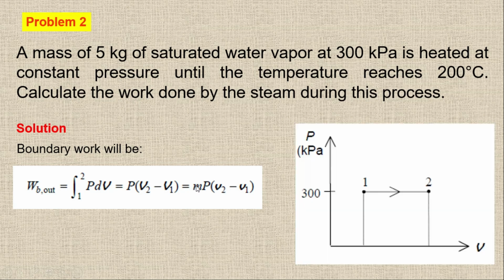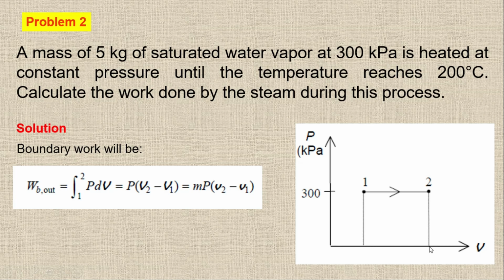So here we have a PV diagram. This is 300 kilopascal, which is given in the question. The pressure between 1 and 2 is the same, so there is no change. We will get a straight line here, and we will state number 2. We don't know about the volumes here.